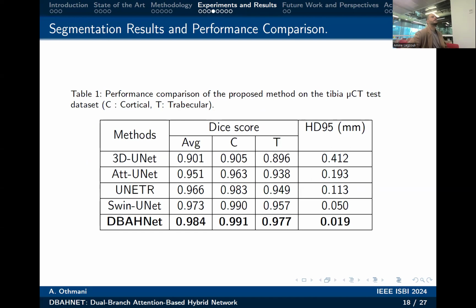Table 1 shows the performance comparison of the proposed method on the tibia micro-CT test dataset, where we can observe that our model outperforms all the other models, with an increase in both cortical and trabecular performances.